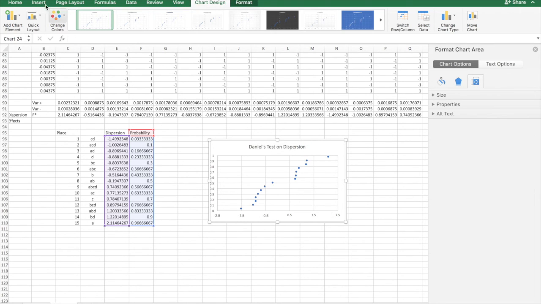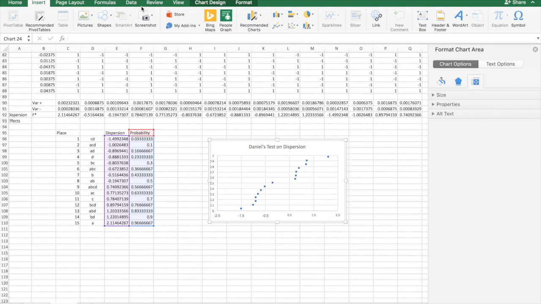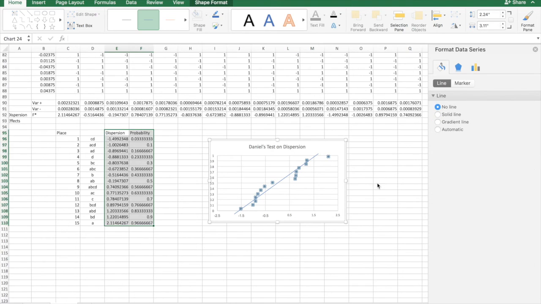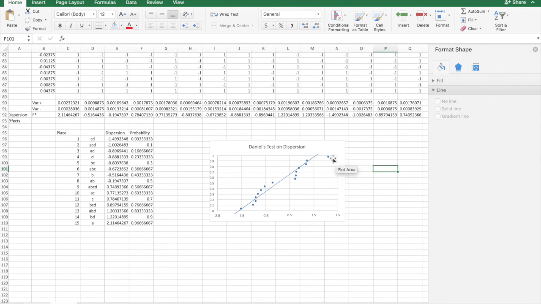And we have to fit a straight line through as many points as possible. We can see that indeed, as we said in the beginning, this point, which is A, does not follow a normal distribution, so A has a significant effect on dispersion.